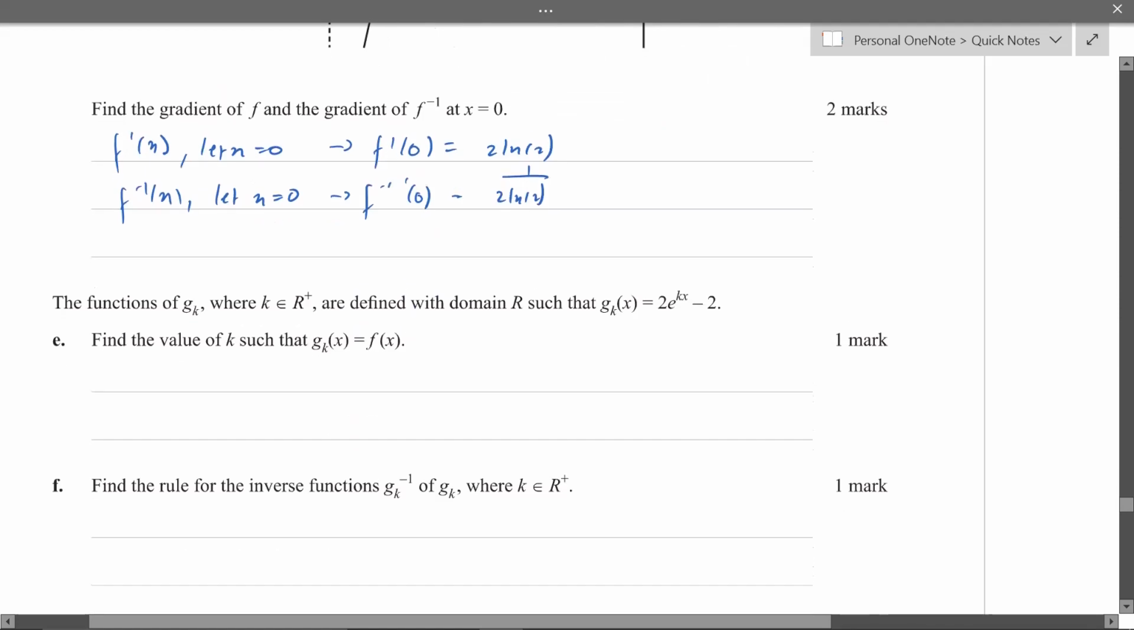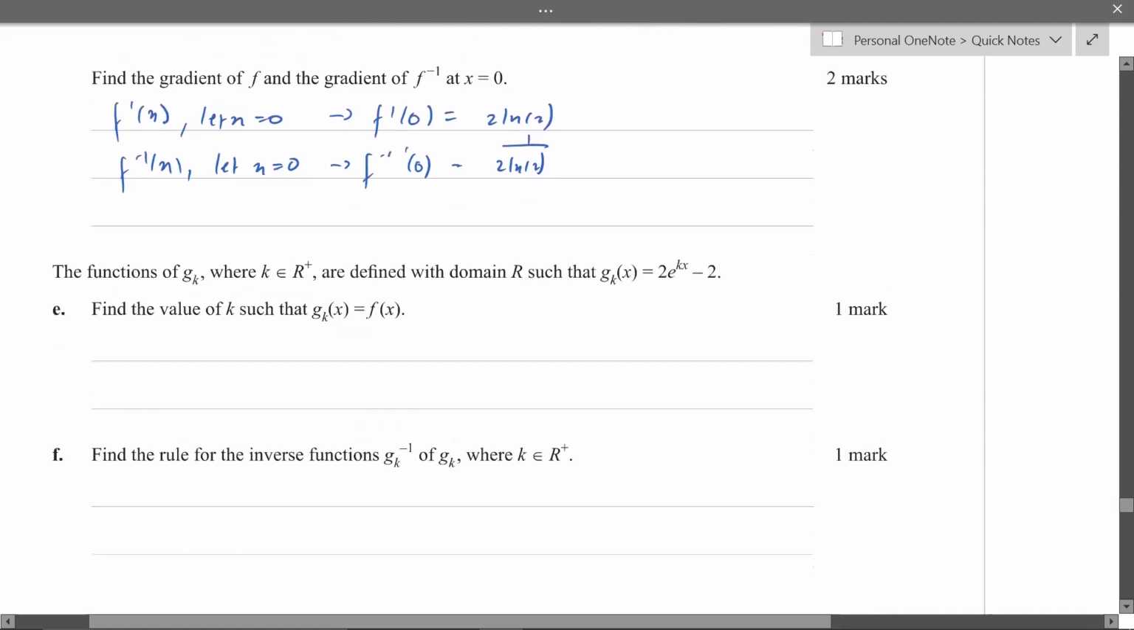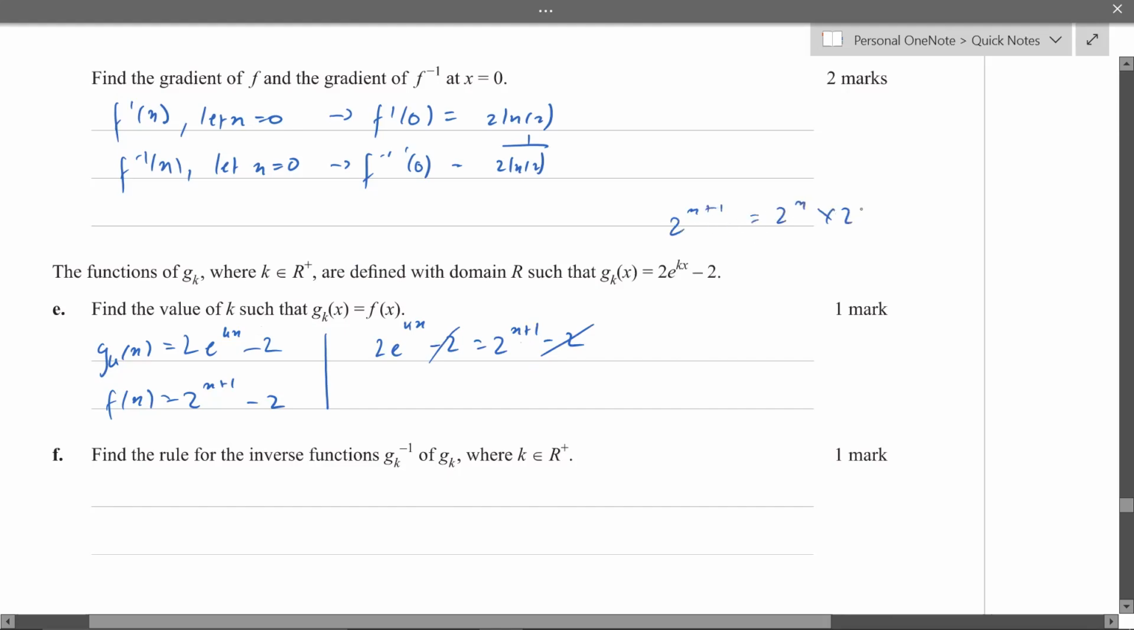Next question: find the value of k such that g_k(x) = f(x). This is when the questions start to get a bit hard. g_k(x) is 2e^x minus 2, and f(x) equals 2^(x+1) minus 2. For this question, you can just equate them. So 2e^(kx) minus 2 equals 2^(x+1) minus 2, and then the minus 2s will cancel. If you know your exponential properties, 2^(x+1) is the same as 2^x times 2, because when you multiply, the exponents add. So we can rewrite this as 2^x times 2, and then the 2s will cancel.